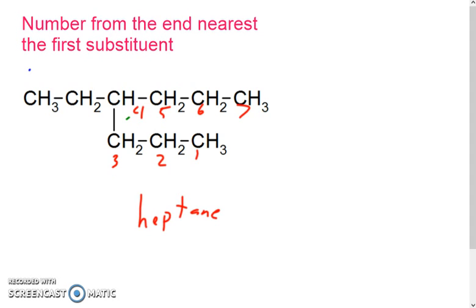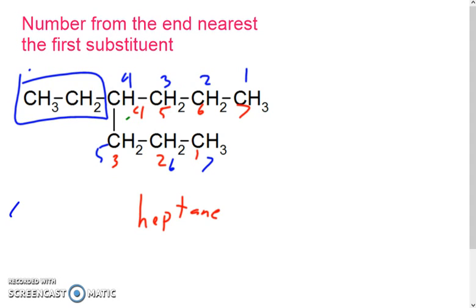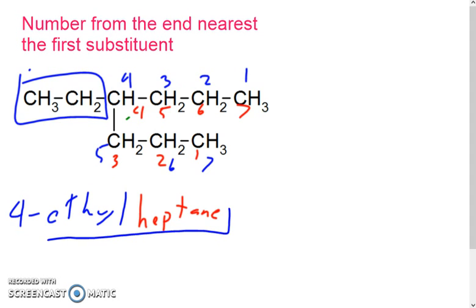Now did I number it in the correct way? Well, what if I go in the opposite direction? 1, 2, 3, 4, 5, 6, 7. In either case, I'm going to have the fourth piece be an ethyl group. So it doesn't matter which way I number it. So therefore it's going to be 4-ethylheptane. And to be clear, this piece here is all considered one word.